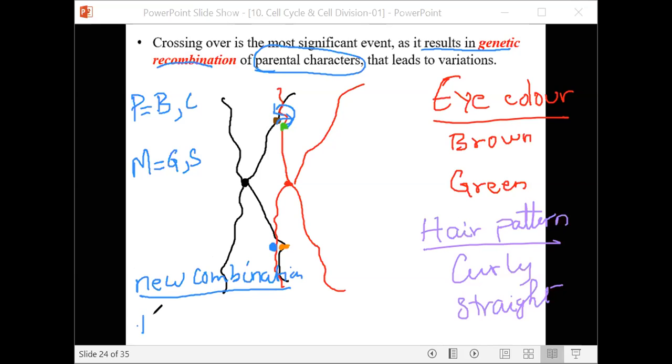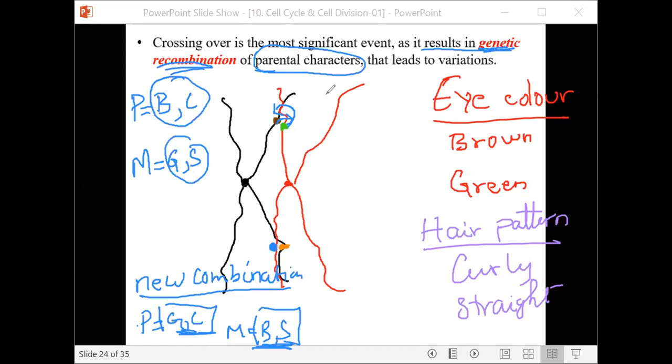When they separate out, what will we find? Father is having green and curly, mother is having blue and straight. So can I say that this is a new combination that is forming, which was not existent earlier? Are you getting the idea? This genetic recombination, or the parental characteristics. So the parent already has a combination. Now, due to this process of genetic recombination, a new arrangement is forming, a new group is forming.